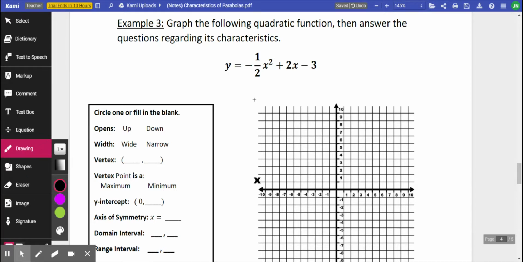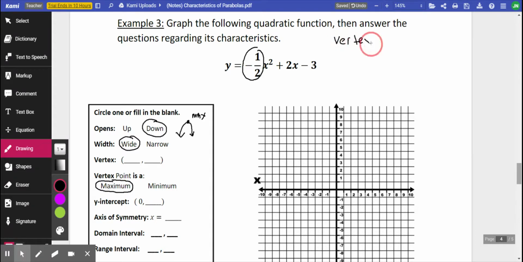So example 3, is this parabola going up or down? So the value of a is negative 1/2. I can see that it's going down because it's negative, and I can see that the value of 1/2 is less than 1, which means that it's going to be wide. All right, since the parabola is going to be opening down, meaning this way, that means that the vertex is going to be here, which is a maximum. So that means that the vertex point is going to be a maximum value. Now we just have to find it.